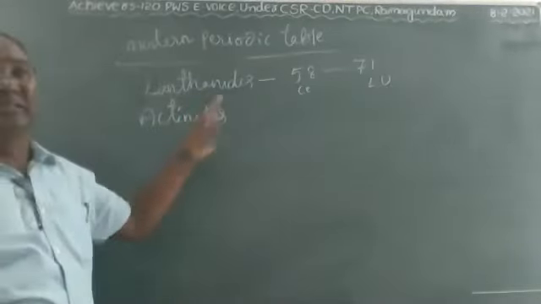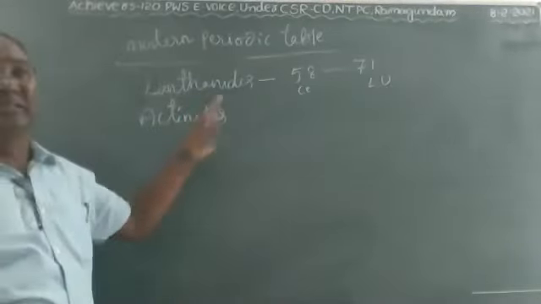Lanthanides and actinides are located separately in the periodic table. These two are placed at the bottom of the periodic table. Lanthanides start from atomic number 58 to 71, and actinides are atomic numbers 90 to 103. Lanthanides and actinides are both separated from the main body of the periodic table.